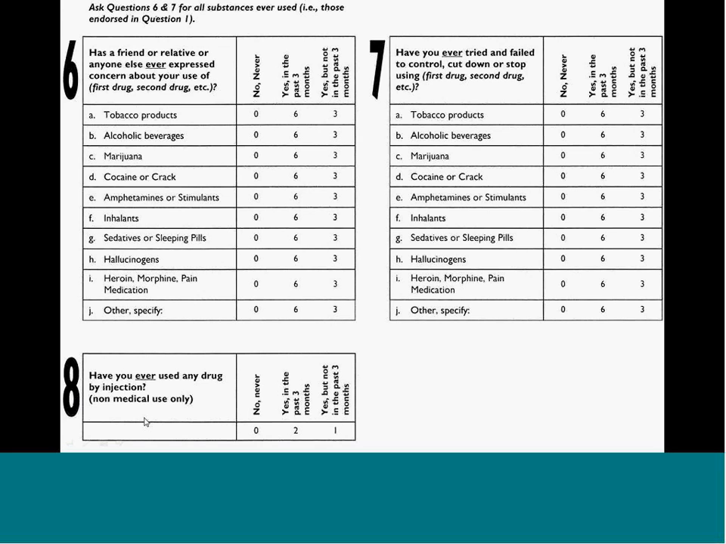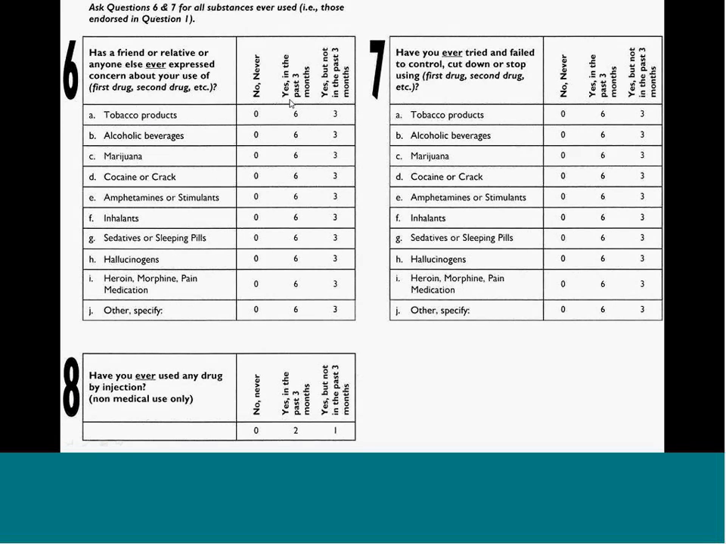Question number 6, these questions 6 and 7 are all substance issues. So you are going to go back to everything that they said yes to in question number 1. Questions 6 and 7 are considered relapse prevention questions. So question number 6, has a friend or relative ever expressed concern about your use of tobacco, if they said yes to tobacco in question number 1?